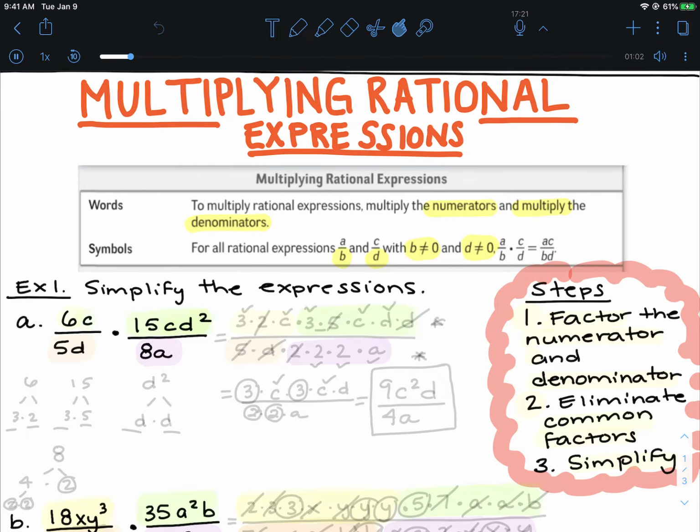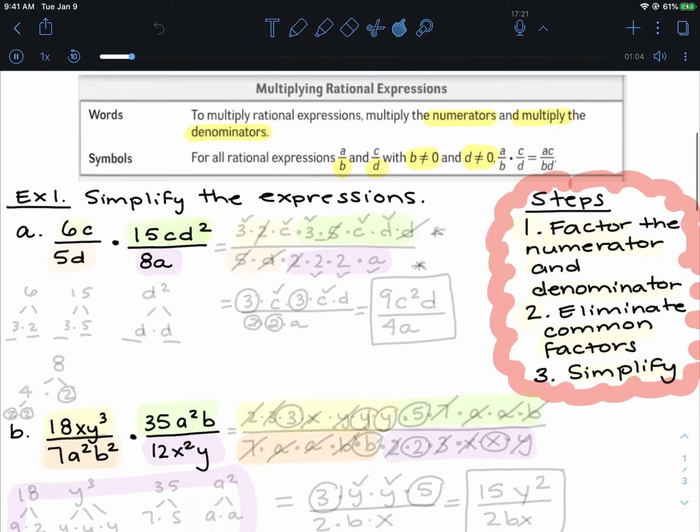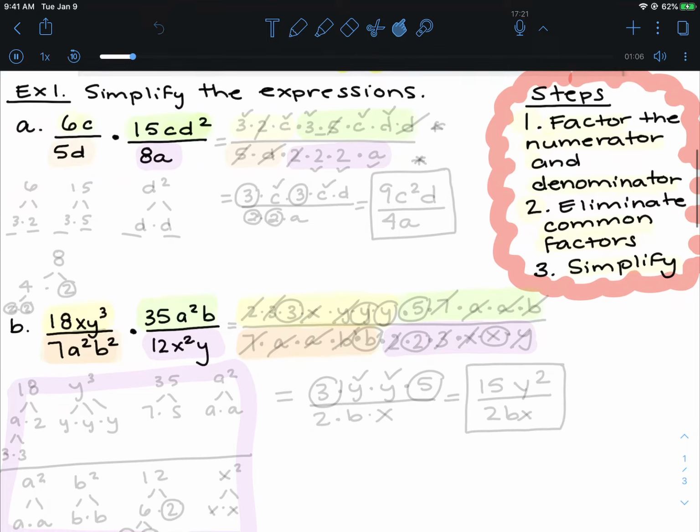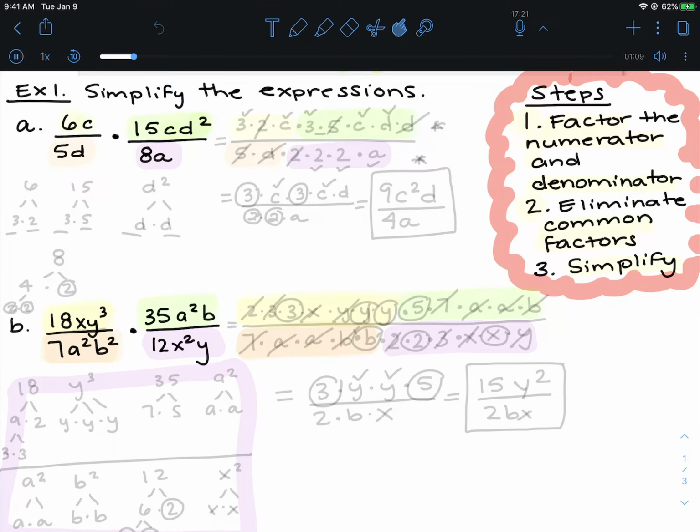So the first example, we have to simplify the given expressions. I have 3 examples for you, and these should help you with your homework. You have 6c over 5d times 15cd squared over 8a. Now, I know it looks like there's a lot of variables, a lot of numbers, but literally we're going to follow these steps right here on the right side, and these should help you out. So the first thing that I have to do is factor the numerator and the denominator.